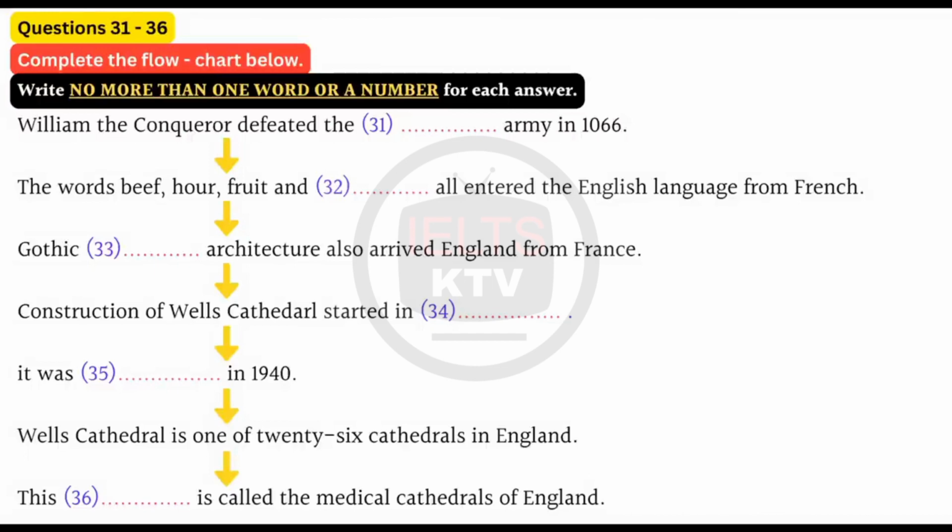All of these cathedrals belong to a group known as the medieval cathedrals of England. There are 26 different buildings that belong to this group in total, all of which were constructed or added to during a 500-year period from 1040 to 1540.